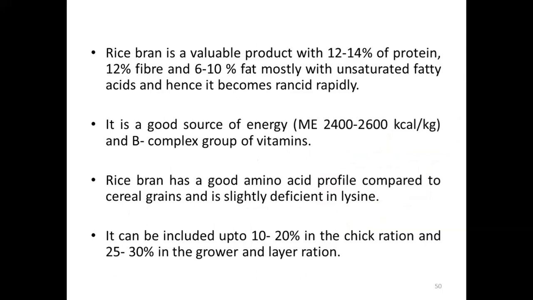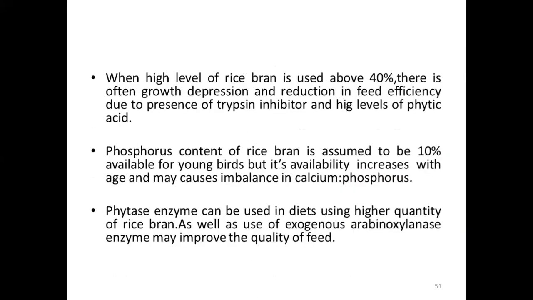Rice bran can be included up to 10-20% in chick ration and 25-30% in the grower and layer ration. When high-level rice bran is used above 40%, there is often growth depression and reduction in feed efficiency due to the presence of trypsin inhibitor and a high level of phytic acid. Phosphorus in rice bran is assumed to be about 10% available for young birds, but its availability increases with age and may cause imbalance in calcium and phosphorus.